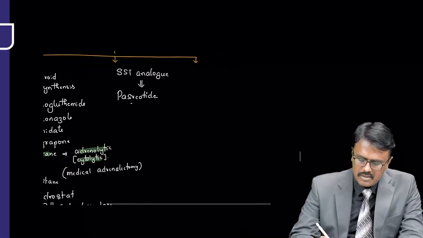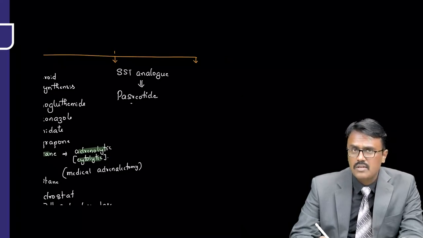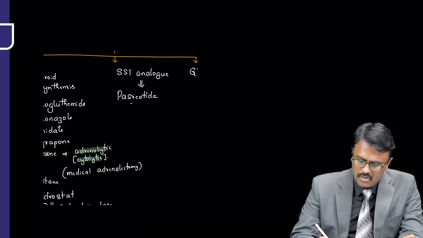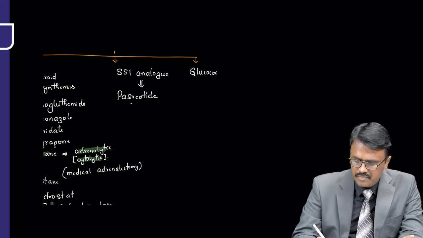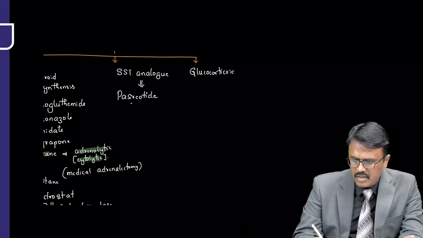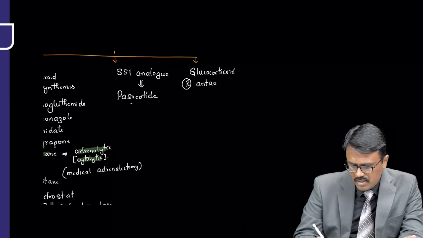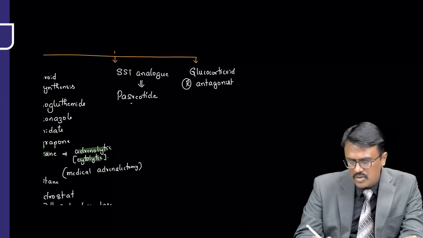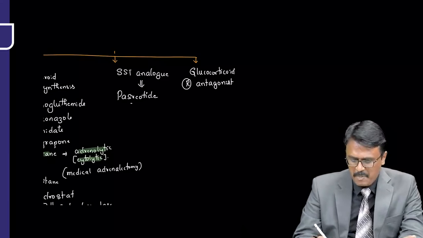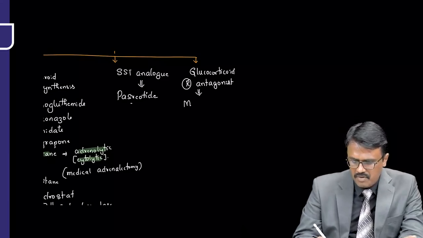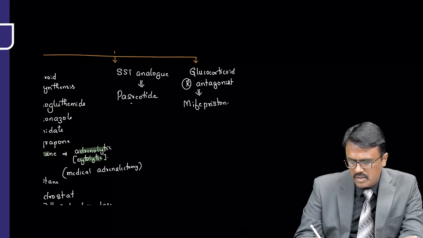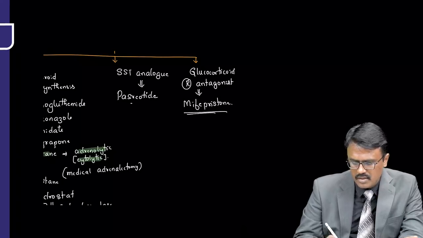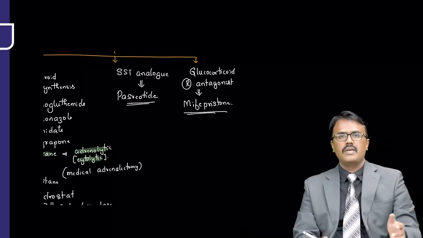Another important drug is one which is used in obstetrics. What is the name of that? It is the glucocorticoid receptor antagonist. Not only that, it is also a progesterone receptor antagonist. Take a guess. The name is called mifepristone. So mifepristone is also being tried in Cushing disease.